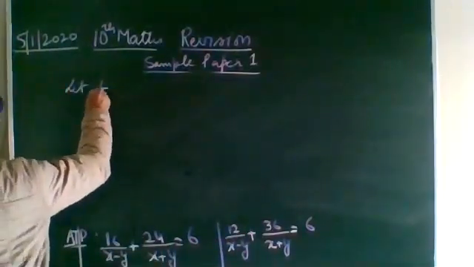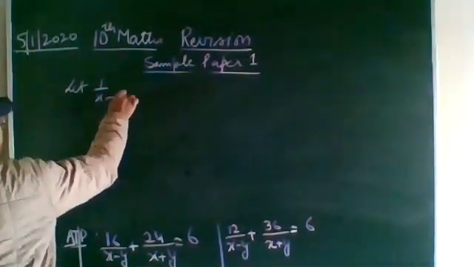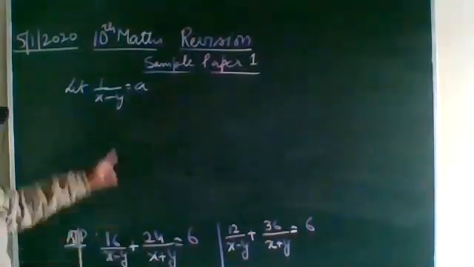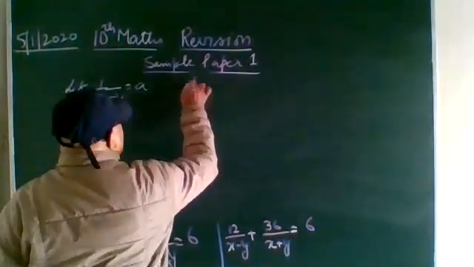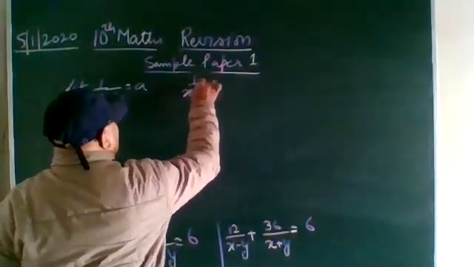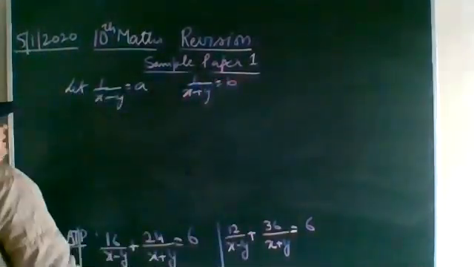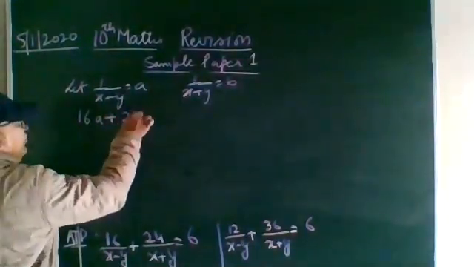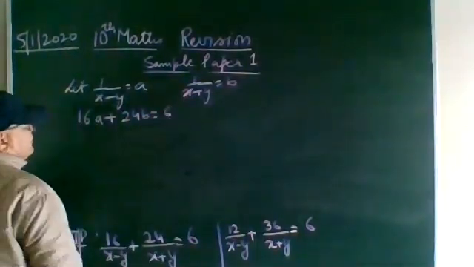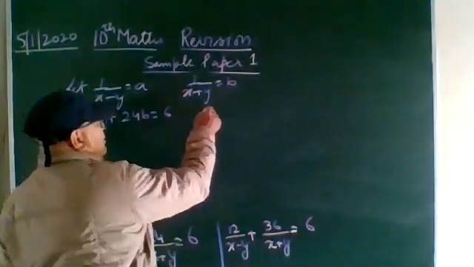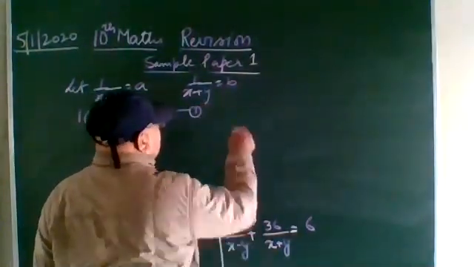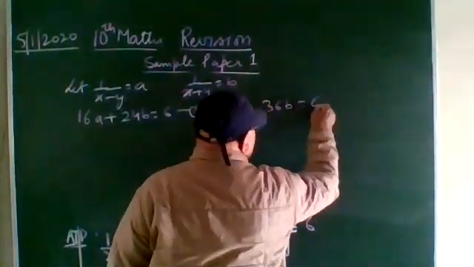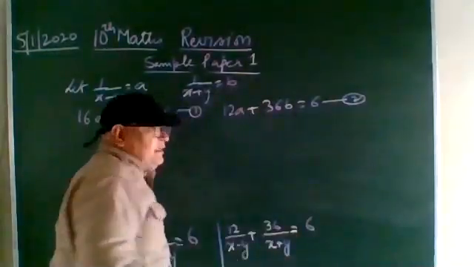Let 1 upon x minus y equal to a. You have to remember that here x minus y is written first, so you will write it like this. Let 1 upon x plus y equal to b. Now the equations will be 16a plus 24b equal to 6. This is the first equation. Here 12a plus 36b equal to 6, the second equation.